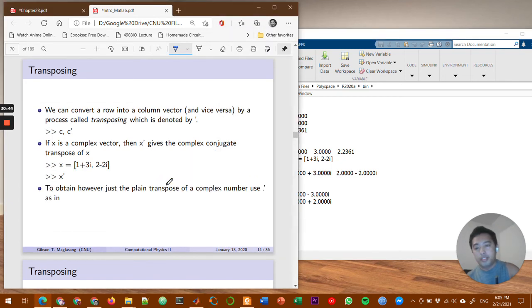And also, if you want to obtain the complex number transpose, the plain transpose, you just make it a complex number, but the plus or minus does not change, instead of x prime, it becomes x dot prime. Okay?